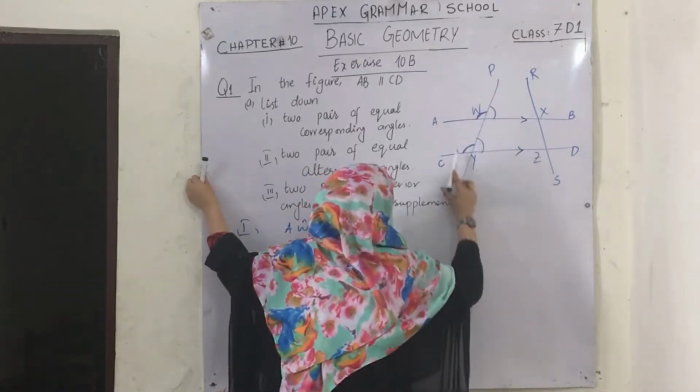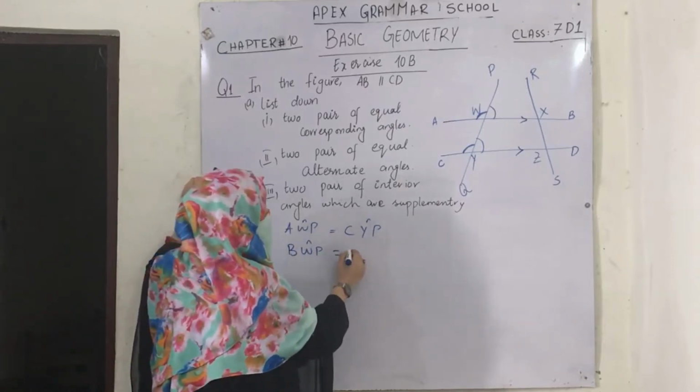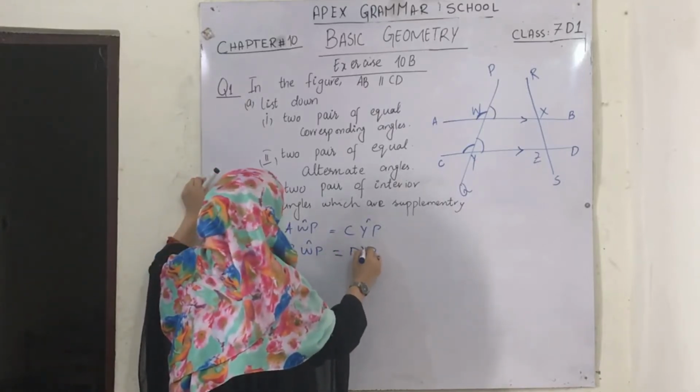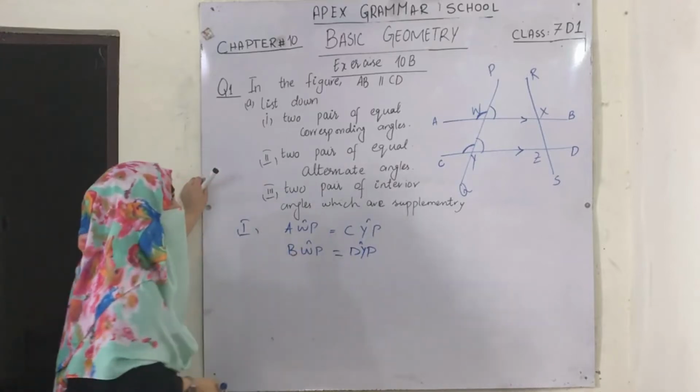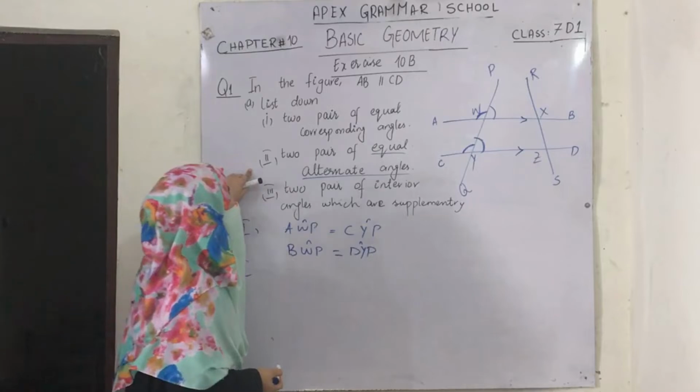BWP and BWP is corresponding to DYP. If they are corresponding, then it is obvious that they will be equal. In the second part, we need to find two pairs of equal alternate angles.